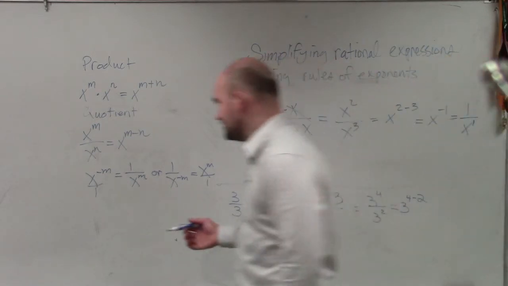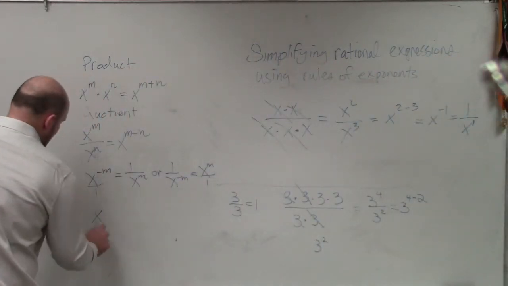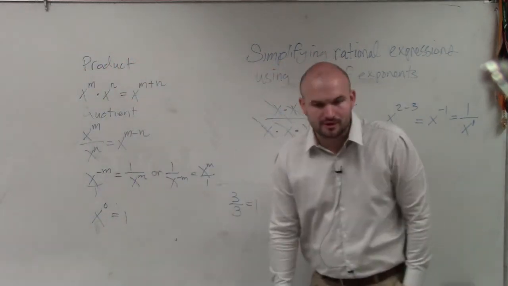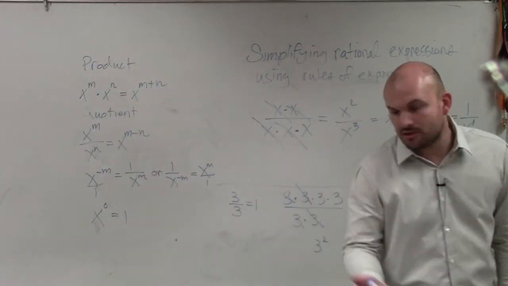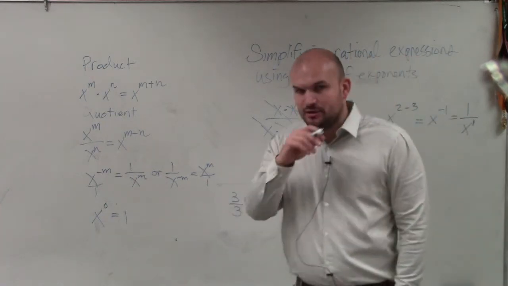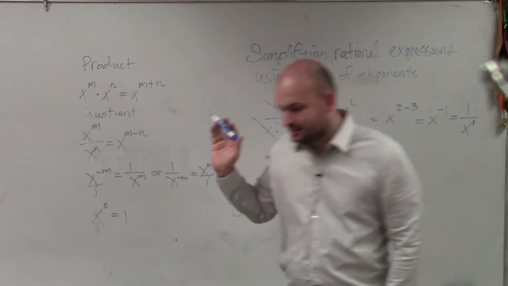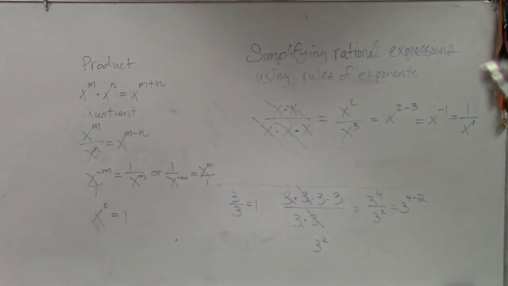The last rule I just need to go over with you guys. I'm not going to spend time going through it. But if you remember, anytime we take an exponent and raise it to the power of 0, that's just going to equal 1. OK? That's basically what we're going to be doing today. Mainly, you guys are going to be using division.